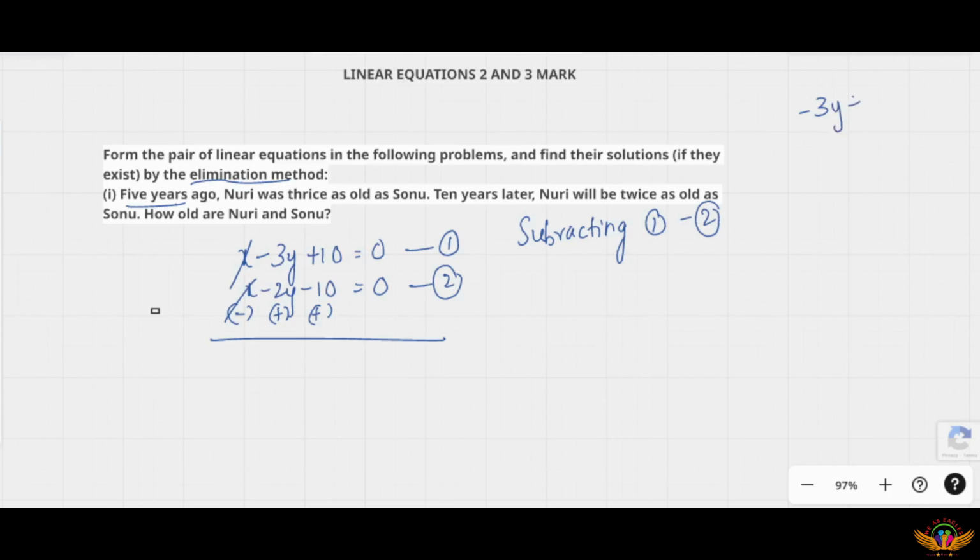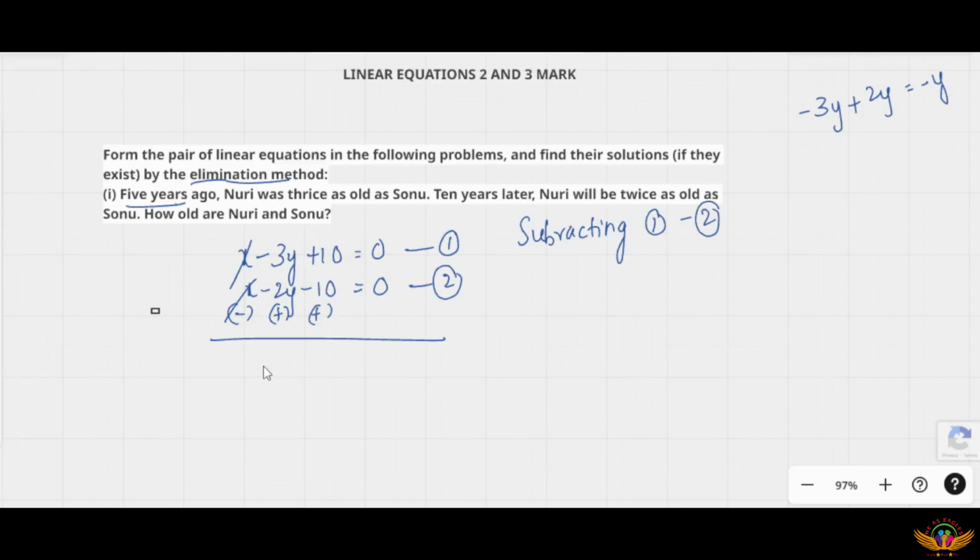Minus 3y plus 2y. That is equals to... if you're confused with the variables, if the variable is same, here y and y both are the same variable, so you can assume it as an apple. Here apples are there, here also apples are there. Minus 3 apples plus 2 apples. So 3 minus 2 apples is 1 apple, that is y. Always put the bigger number's sign.